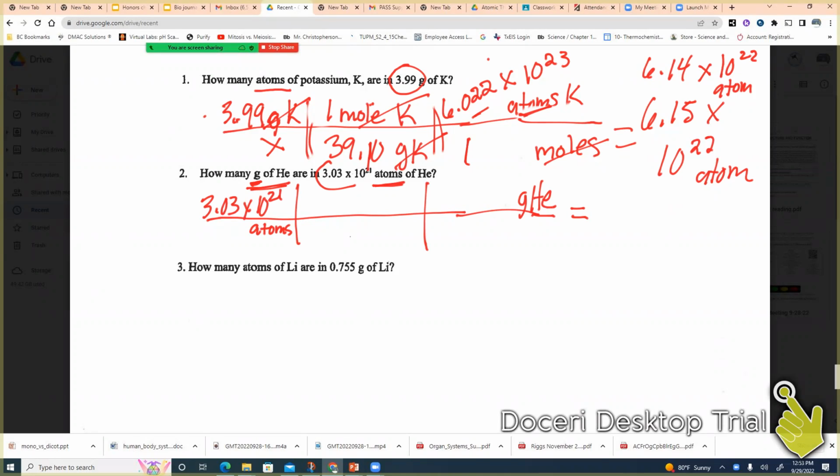So here I use Avogadro's number at the end, but because I have my atoms first, I'm going to have to be using Avogadro's as my first conversion factor. So I follow my units. Atoms here, I have to be atoms down here. So that always tells me that's where Avogadro's number is going to go. So 6.022 times 10 to the 23rd atoms per 1 mole.